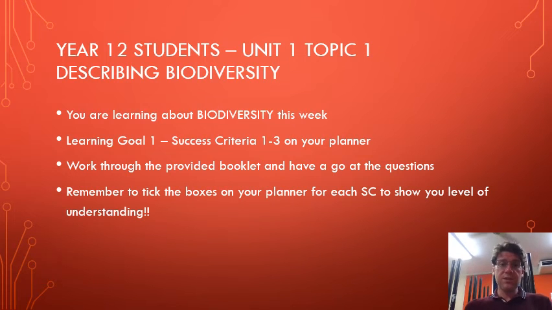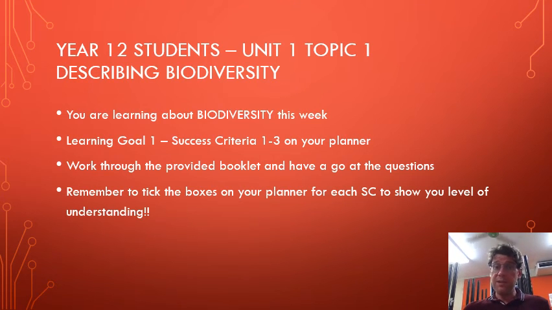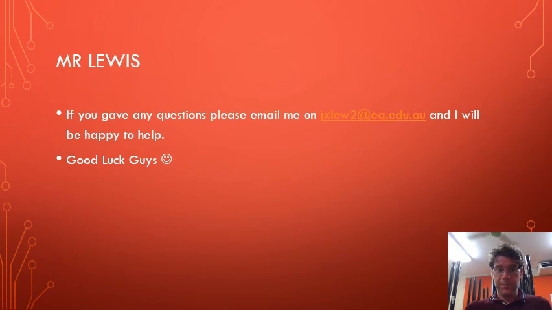For Year 12 students, you are doing Unit 3, Topic 1, describing biodiversity. You're learning all about biodiversity this week. Okay, that's Learning Goal 1, Success Criteria 1 to 3 on your planner. Work through the provided booklets and have a go at all of the questions. Okay, and again, remember to tick the boxes on your planner to show your level of understanding. There's no shame in saying, I don't understand, I need more help. That way I know that we need to revisit that topic.